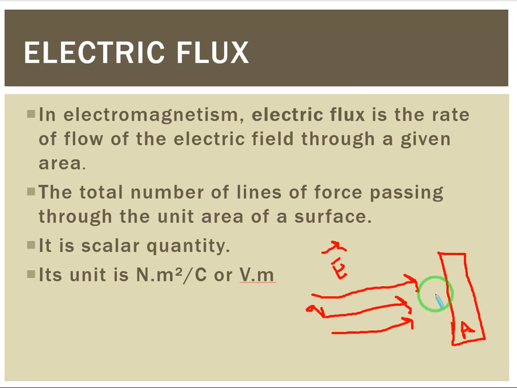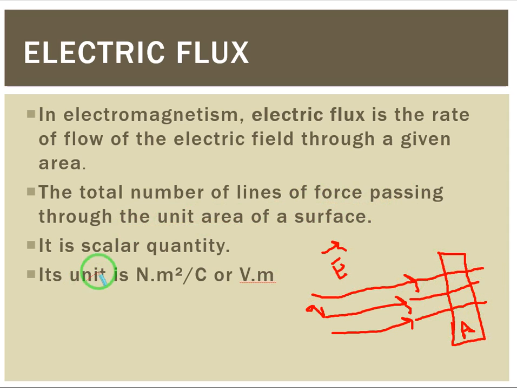Okay, so when the number of electric field lines is passing through the unit area, this is called electric flux. Okay, simple. So in electromagnetism, electric flux is the rate of flow of electric field lines through a given area. This is called electric flux. The total number of electric field lines of force passing through the unit area of the surface.